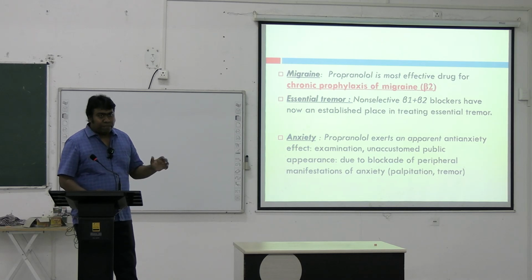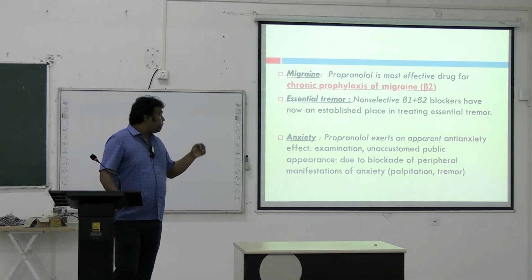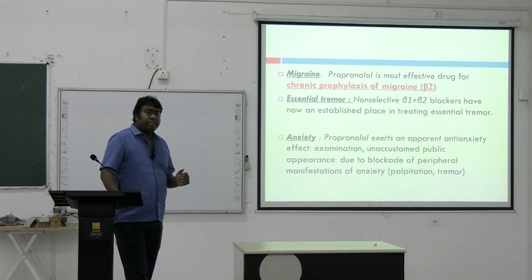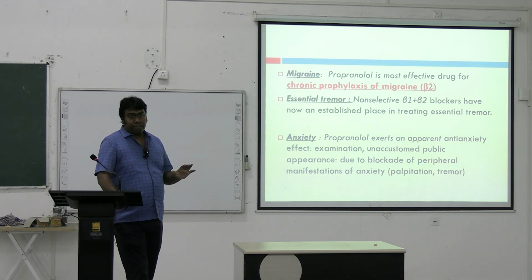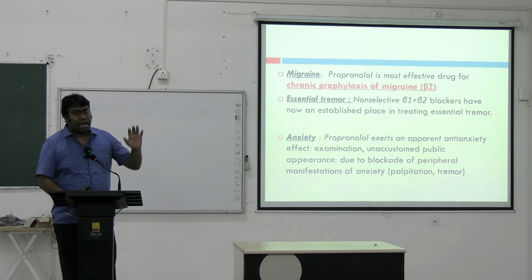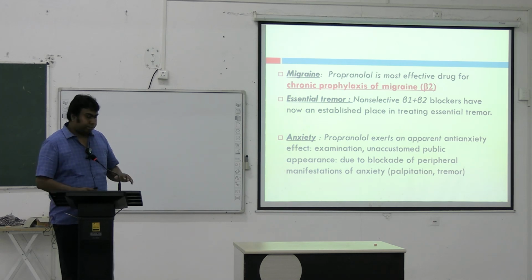What are they? Palpitation, tremor. So in anxiety, essential tremor, and in migraine, which drug is preferred? Propranolol, non-selective. Then for cardiac use, which one is preferred? That means hypertension, angina: cardioselective. For non-cardiac use, propranolol.